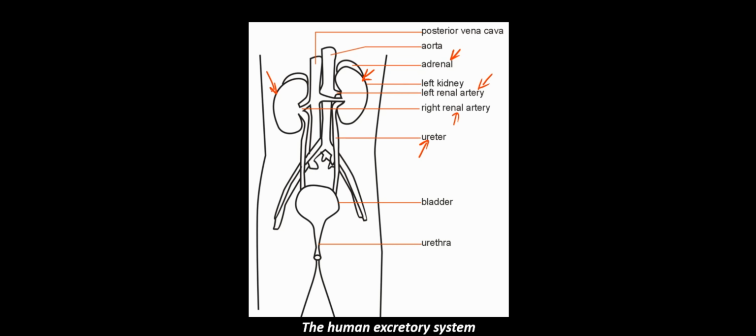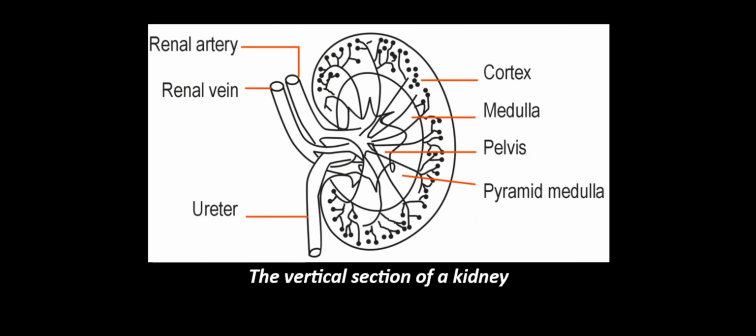Now, when a kidney is cut vertically, it consists of three portions: the cortex, the medulla, and the pelvis. We are going to be showing you the vertical section of a kidney now. So this is the vertical section of a kidney, and you can see that it consists of three portions: the cortex, the medulla, and the pelvis. We'll be taking them individually. The cortex forms the outer layer, and it consists of the Bowman's capsules and tubules. The renal artery and the renal veins form capillaries in the tubules.